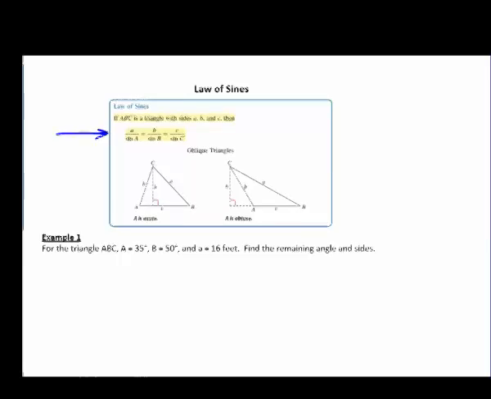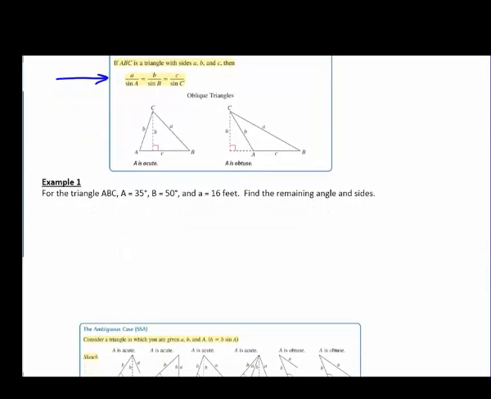So let's take a look at example number 1. For the triangle ABC, angle A is 35 degrees, angle B is 50 degrees, and side A is 16 feet. Find the remaining angle and sides. Well, the angle is fairly easy. Remember that all the angles in a triangle add up to 180. So C is 180 minus the sum of the other two, which was 85.